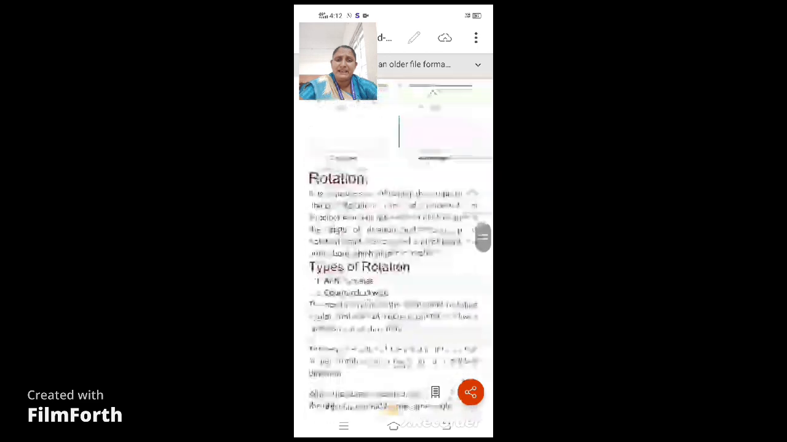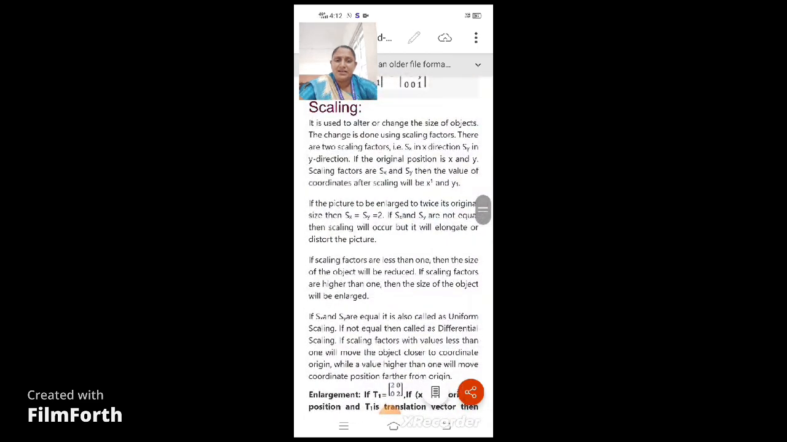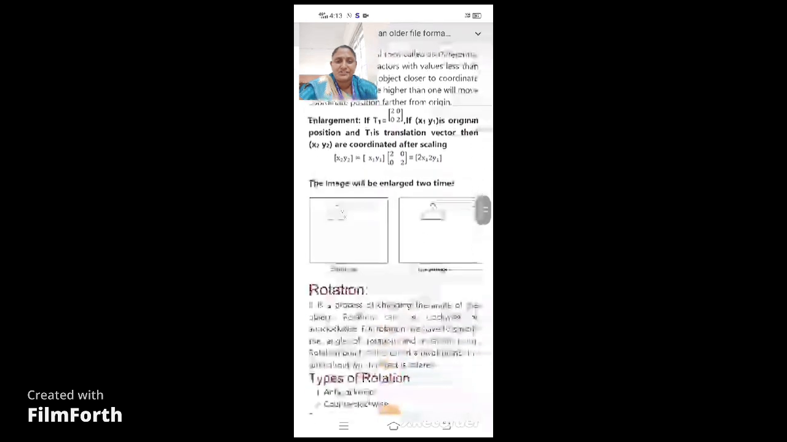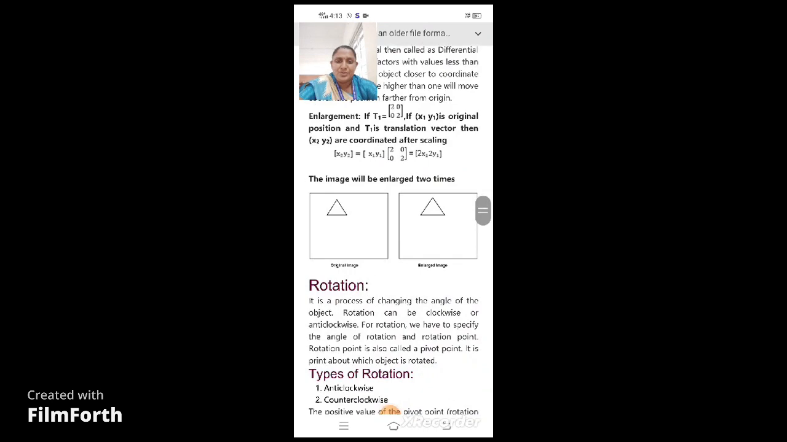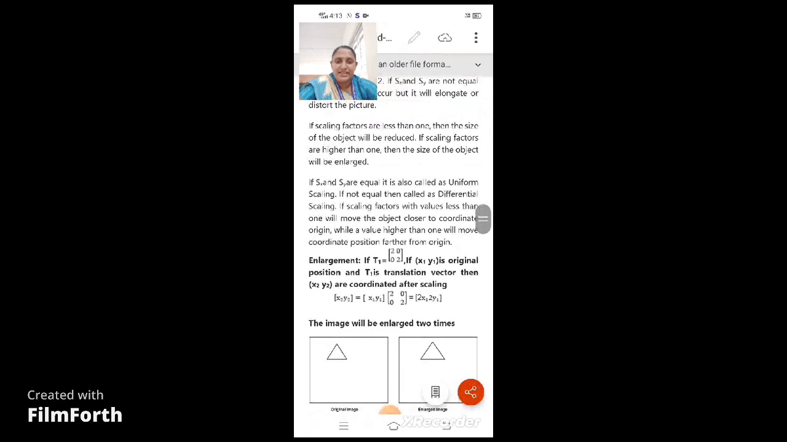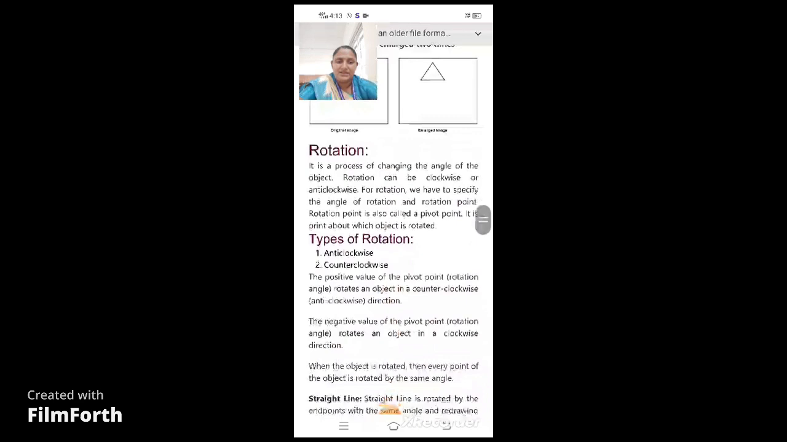Uniform scaling means the scaling will appear in equal proportion. That is, if the object has two dimensions, x and y, and each will scale by the same value, it is called uniform scaling. If each will scale by a different value, it is called differential scaling. Here we will see the image, original image and enlarged image. So scaling is mainly used to change the size of the object. That's all.